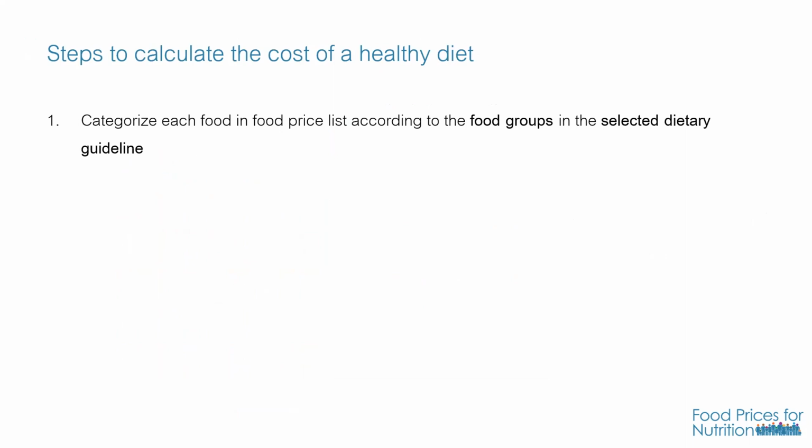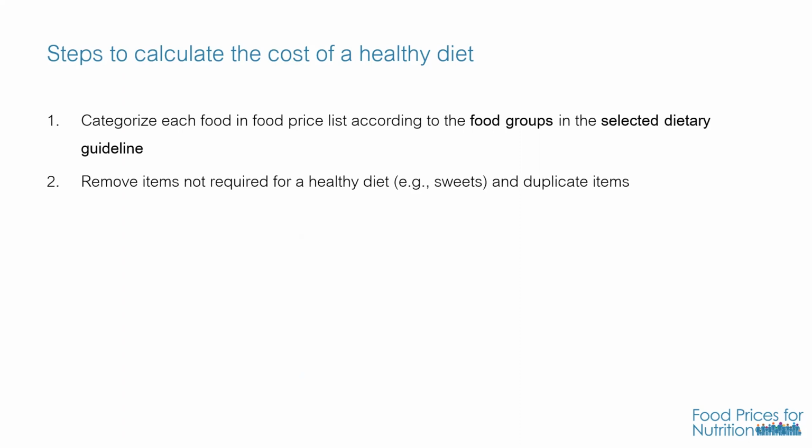The first step would be to take your food price list and categorize each food into the food groups of that selected dietary guideline. So the food groups I just mentioned in Benin, each food price is categorized into those categories. The items that are not required for a healthy diet are removed. So for example, sweets are just things that add to the overall calories without contributing to the healthy diet. So those are not included in the least cost diet.